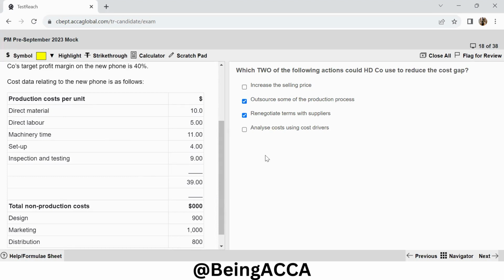Now let's look at the last option, analyze costs using cost drivers. Even if you analyze your cost using cost drivers, it is not going to change the total amount of costs that you will incur. So maybe if you are incurring 10,000 and you analyze according to cost drivers, just the allocation will differ, but the cost of 10,000 will still remain the same. So it will not help you in reducing the cost gap. So that is why these two are our options.